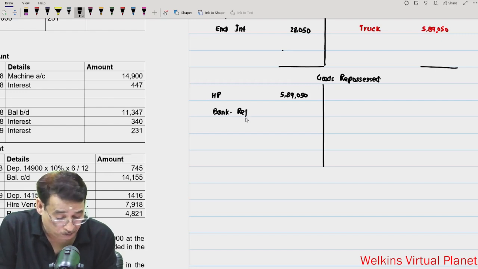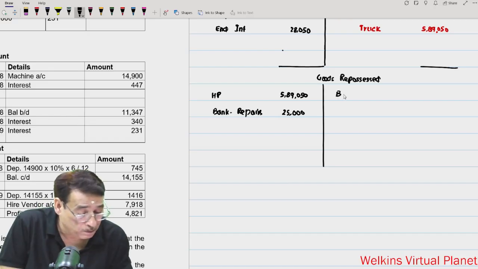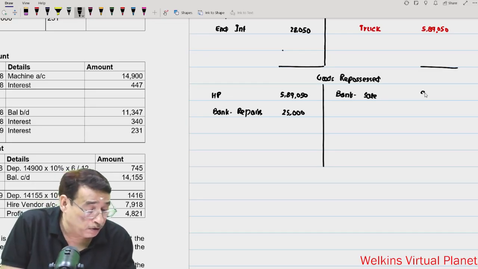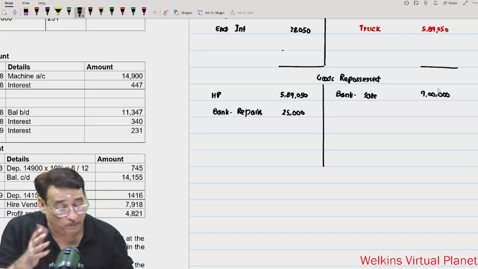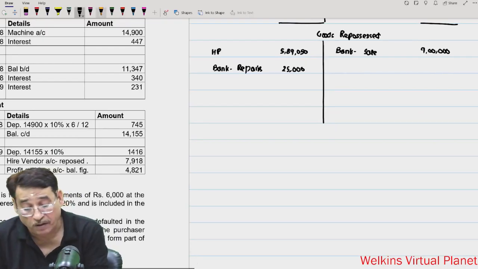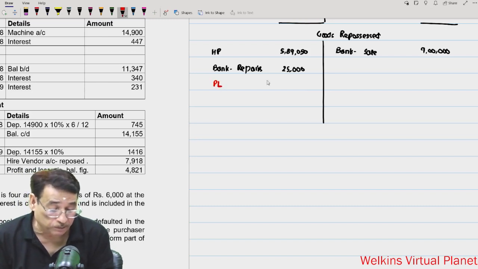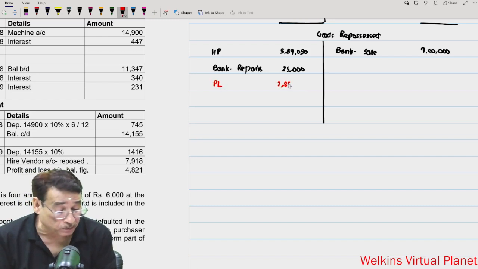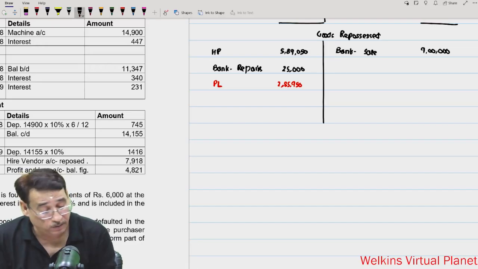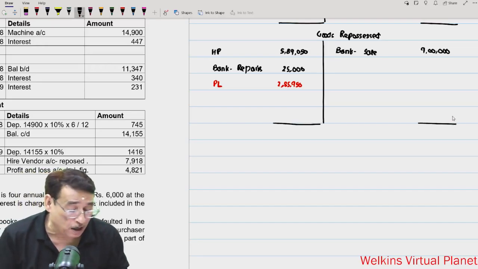Now here in this particular question, it was given that the seller spent some amount on repairs. He spent 25,000 rupees. And then he sold this for 9 lakh. Quite obviously, the seller will not keep the asset for a long time. He will sell it to somebody else and try to earn some extra profit. Correct? So, in this case, the profit will be equal to 285,950. This is how, under repossession, accounting is done.